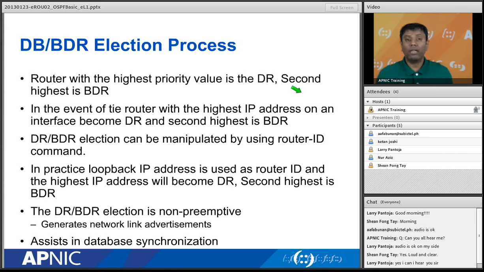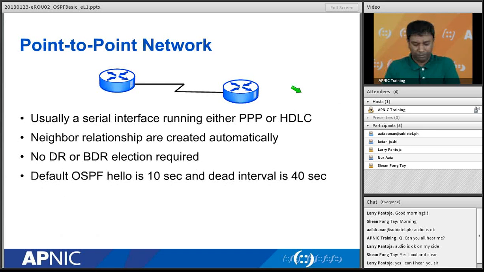How can you manipulate the DR? Because within the topology, if we want a certain router to be the DR, how can you do that? Either you can change the priority of the router, right? Or you can install the highest IP address as the router ID. That's how you can manipulate it.